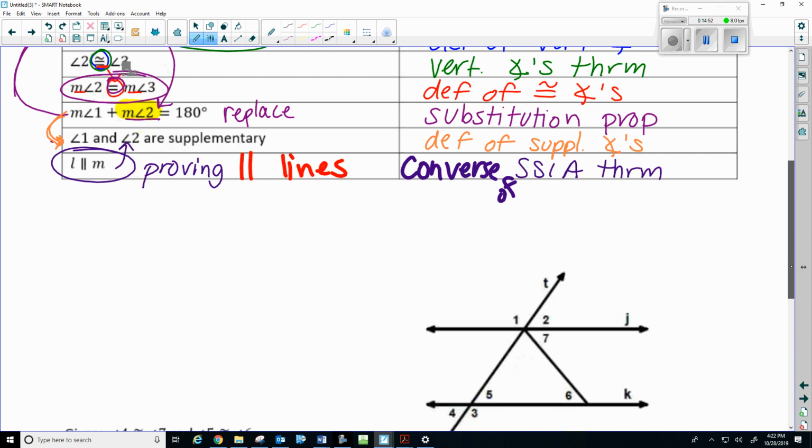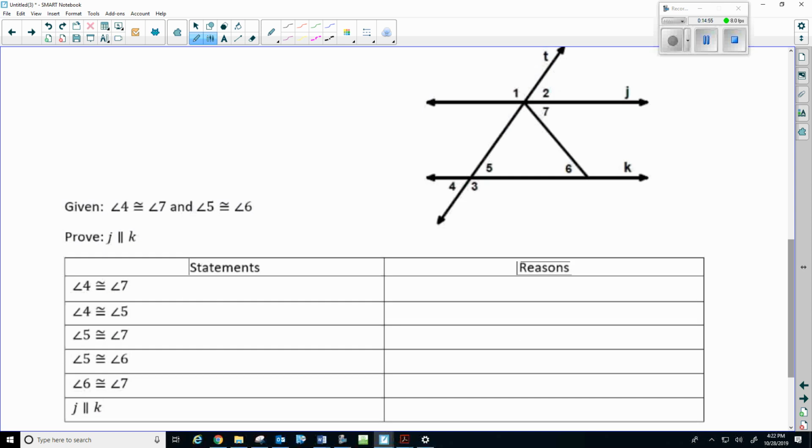All right, so the last one here, let's see if my marker can hang out just a little bit longer and do what I ask it to. All right. So we have a weird looking picture here, but we're going to walk through little by little and see what's going on. We're given that angle 4 is congruent to angle 7. So right here, angle 4 and angle 7 are congruent. So I'm going to go ahead and mark that.